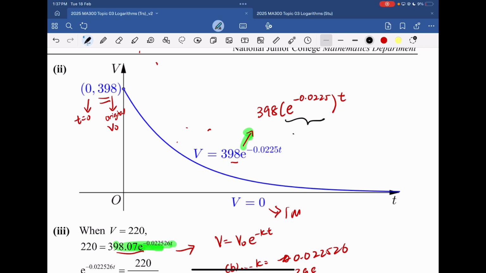This value is about 0.9777, right? This is like you are drawing y equals a to the power x, but a is between 0 and 1. This is the left hand graph. The left hand graph is like this one. That's why it goes down.